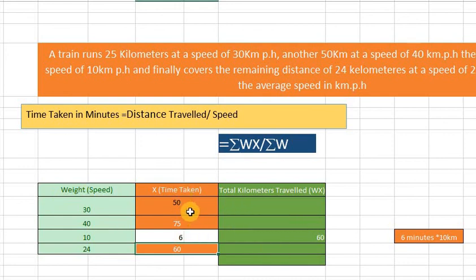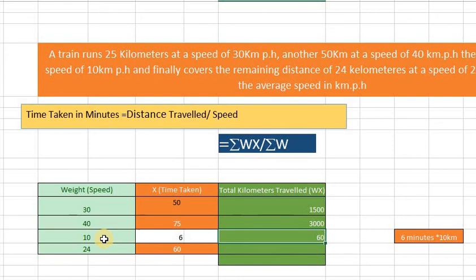So once we have found these two, then we can easily calculate wx, or w into x. For the first case, w is 30 into x value 50, so the answer is 1500. And in the second case, w is 40 into x value 75. So wx is 3000.